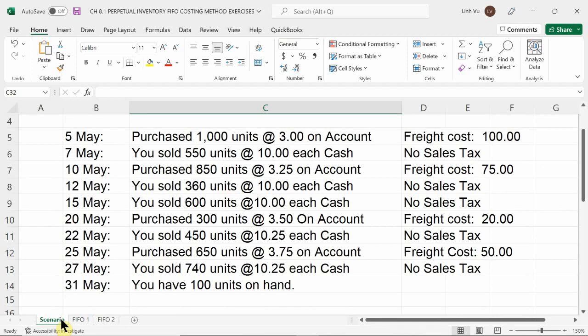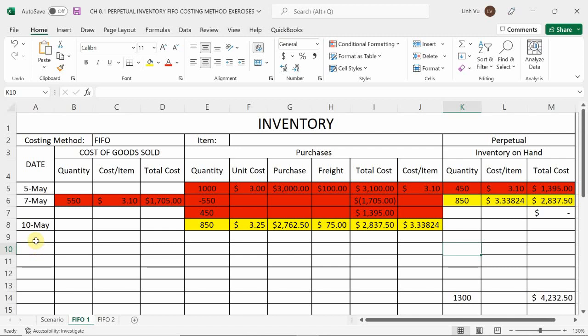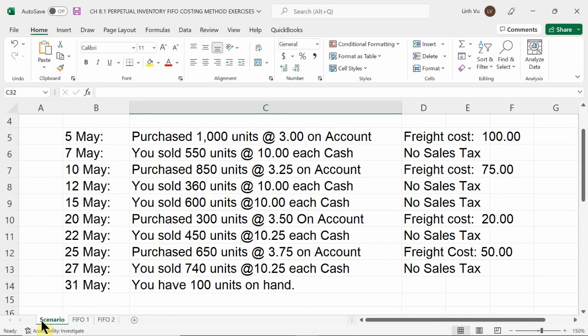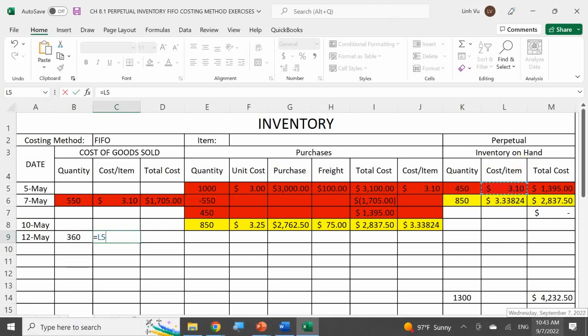Okay. Next is May 12. You end up selling 360 units. Okay, you sold 360 units. So again, it's 3,600. It's May 12th for 360 units. Now let's take a look. Do I have enough to cover my 360 units in my first batch of inventory? Yes, you do.